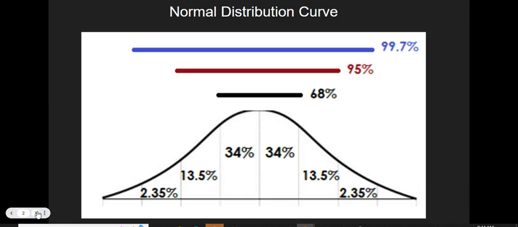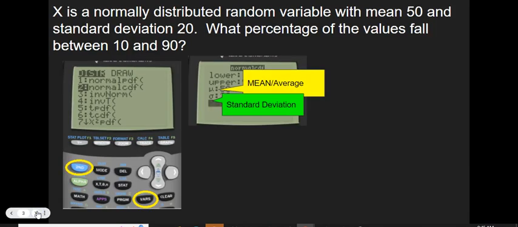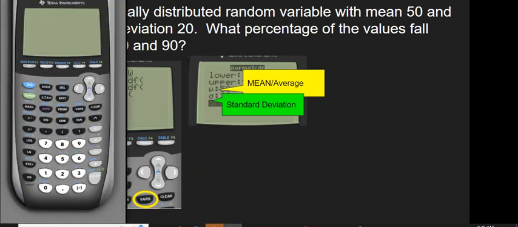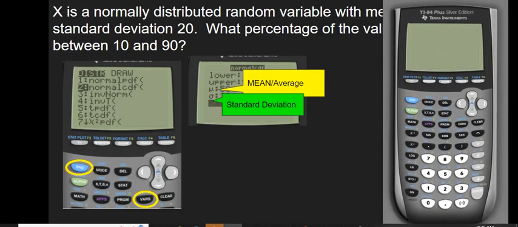We have our empirical rule. All right, to do normal distribution in the calculator, we do second VARS, and it is CDF. So second VARS, number 2, normal CDF. This will be very important to you in your stats and probability class when you get there.